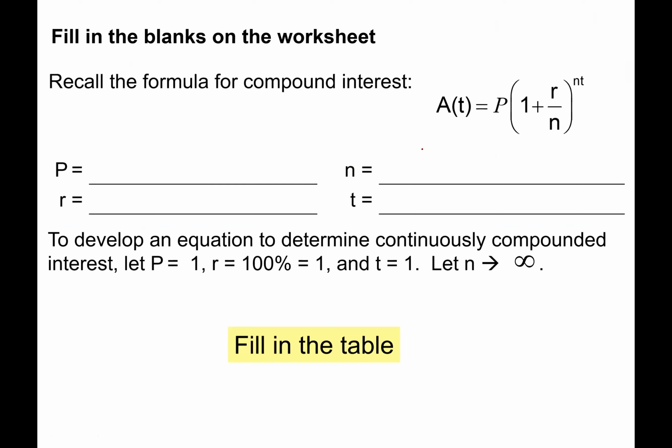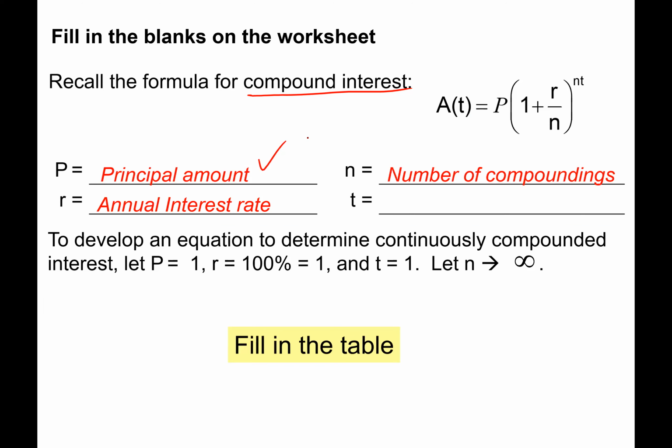So this is the formula we learned from section 3.1, right? We call this the compound interest formula. So the continuous compounding formula actually comes from the compound interest formula. And we already know this. P is the principal amount, N is the number of compounding periods, R is the annual interest rate, time t is in years, right? So we know all of this.